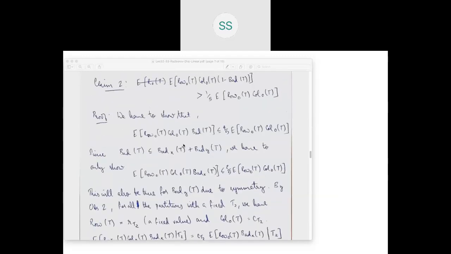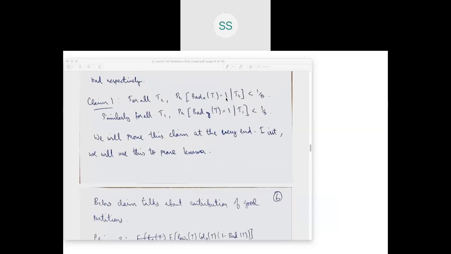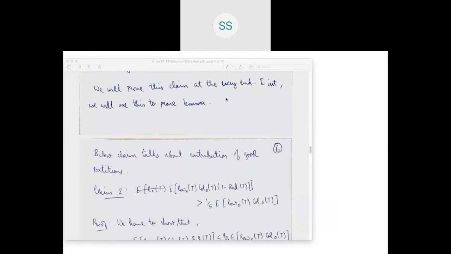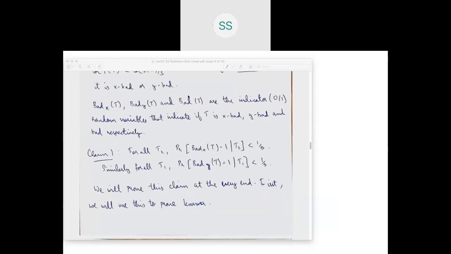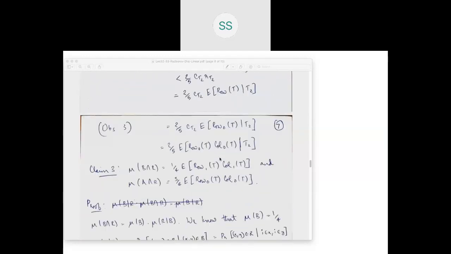So this shows that the contribution of the good inputs is significant, meaning it's a constant fraction. Recall, in our roadmap, we defined rho 0T, rho 1T, etc., rho T, column T, and all that. Then we defined bad partitions, or equivalently good partitions, which align with what we want to prove in the lemma. We said the total fraction of bad partitions is small, and the contribution from good partitions is also a significant fraction.